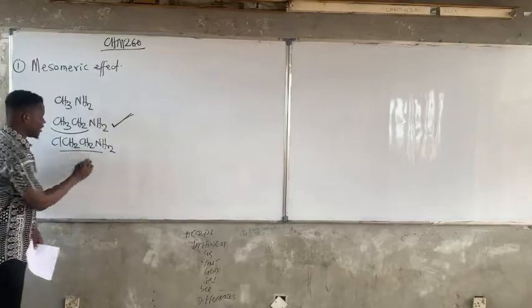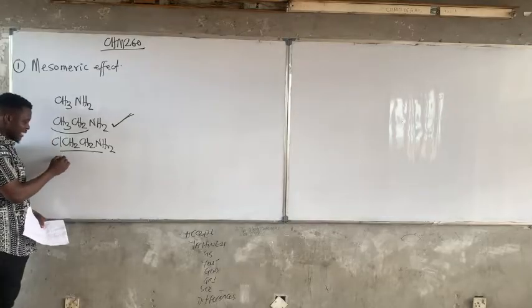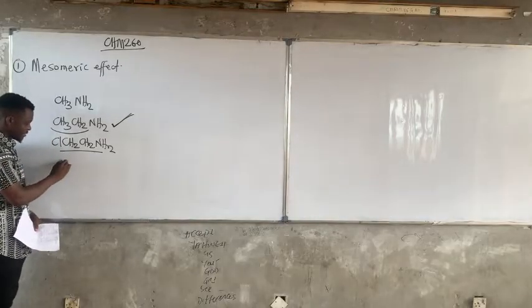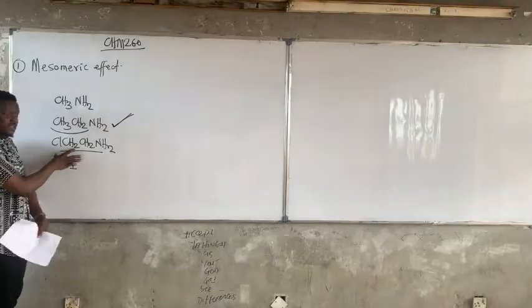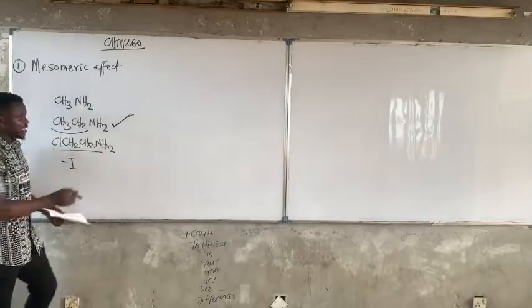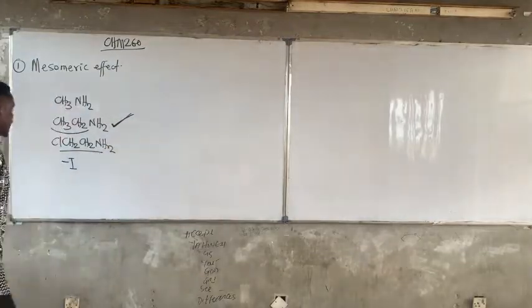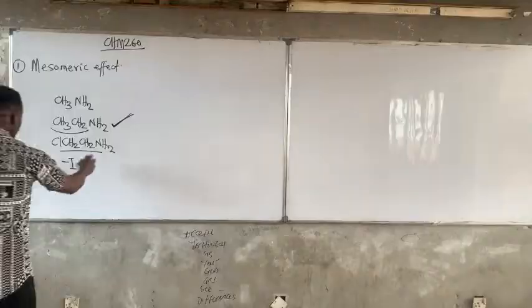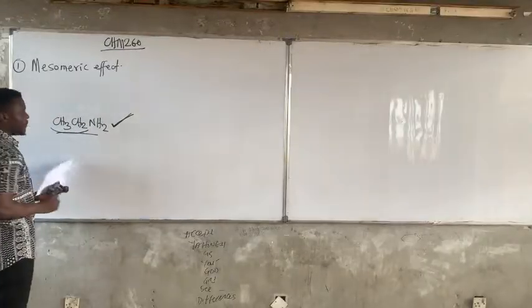Now, this one is not going to be more basic because we have fluorine, which is going to exhibit minus I effects. Remember, the presence of a minus I substituent in a base decreases the basic strength. So the answer to this question is ethylamine. Take note of this: the second question is ethylamine.